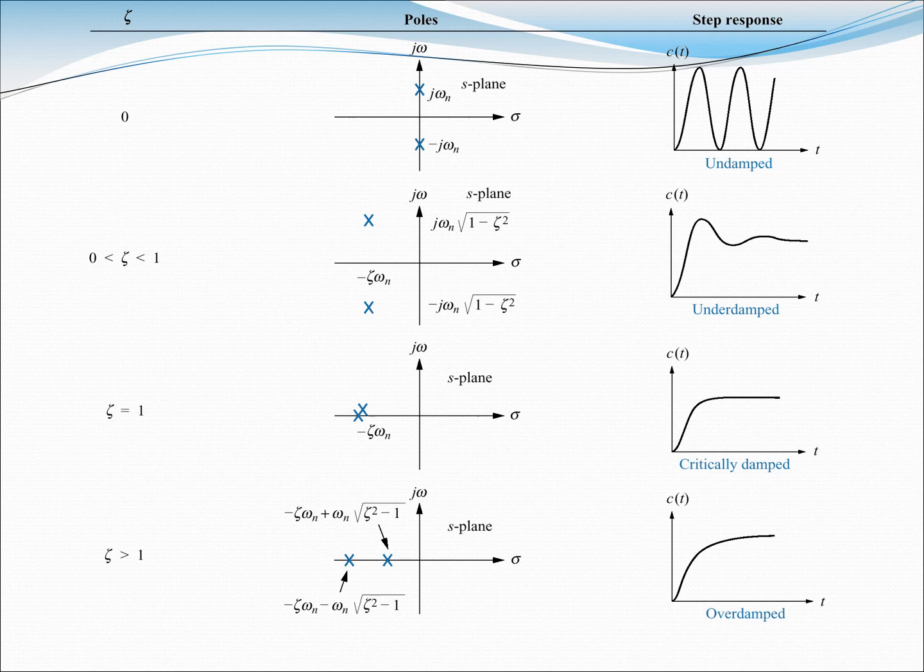And the last one, when zeta is greater than 1, you will get two distinct poles on the real axis. This is called the overdamped response. So I hope that you can memorize this table.